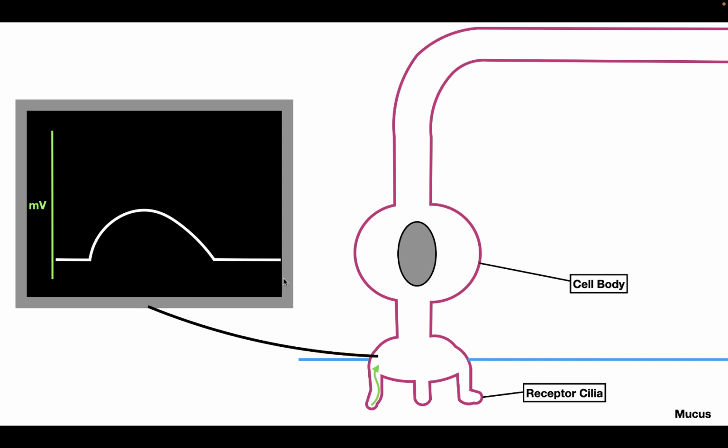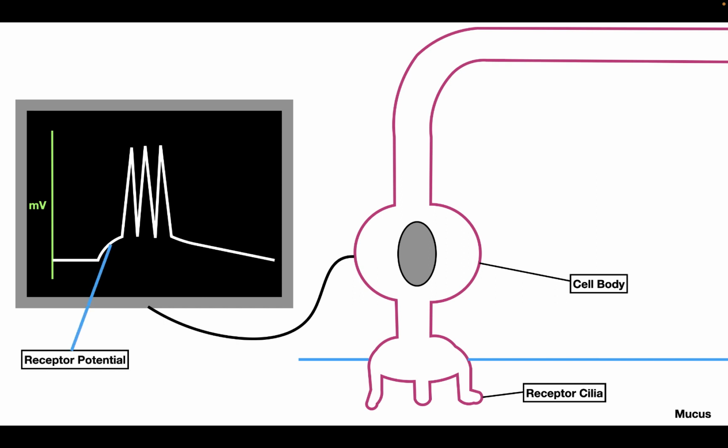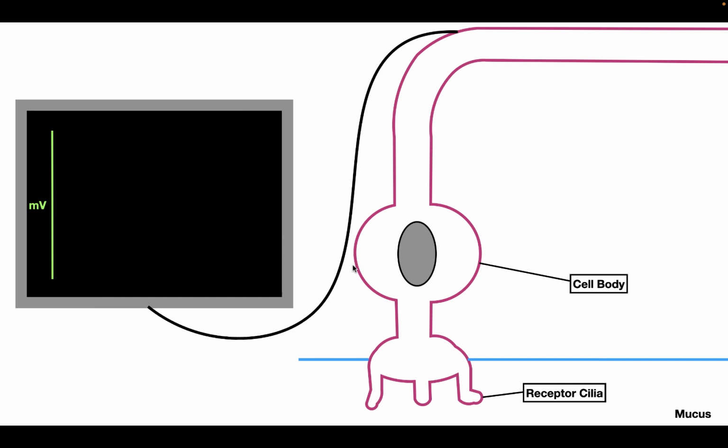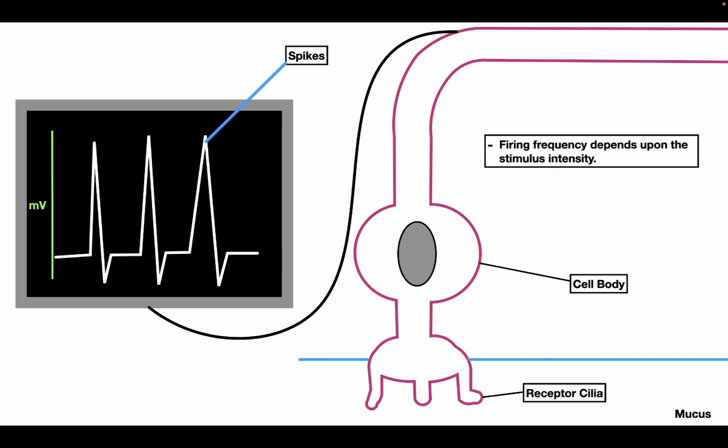Now, as the signal moves up the cell, it goes to the cell body. In the cell body, we see something like this, where we have a receptor potential, and on top of it, we have these spikes. These spikes are the action potentials. And then as we move further up into the axon, what we see is only action potentials. It's important to realize that the stimulus intensity is coded in the firing frequency of action potentials. The greater the stimulus intensity, the greater the firing frequency.